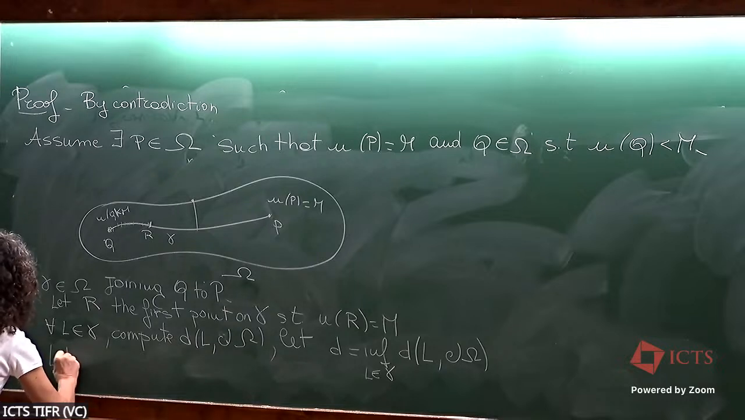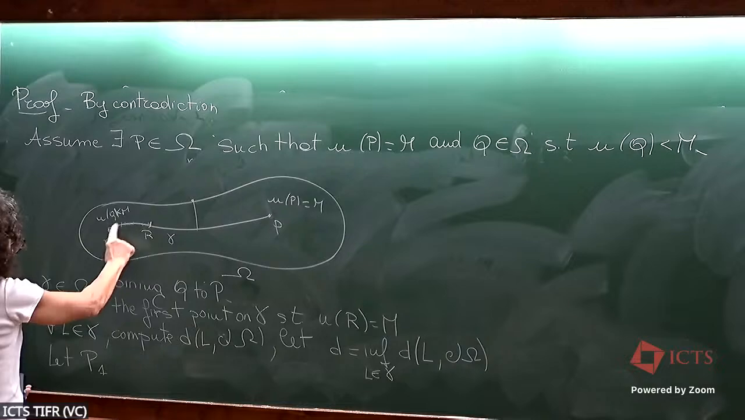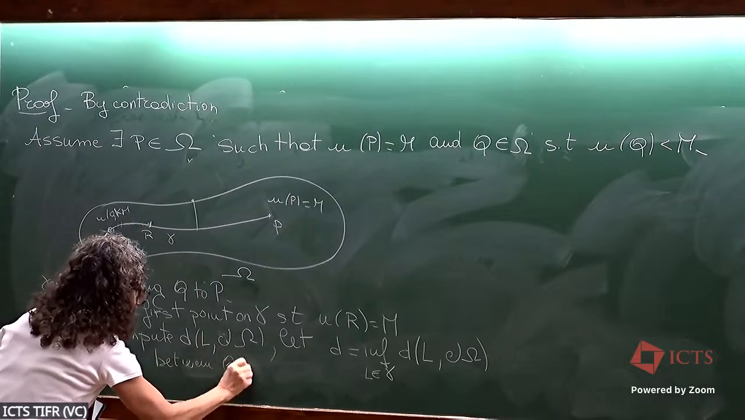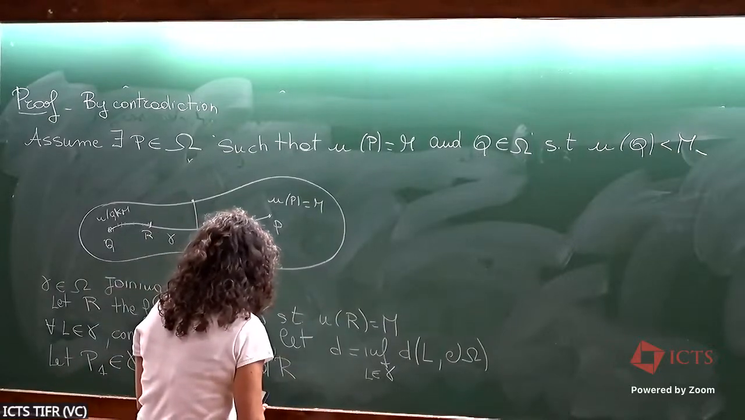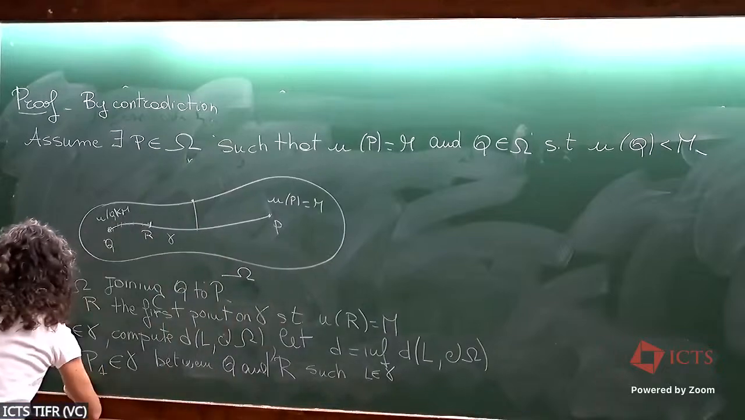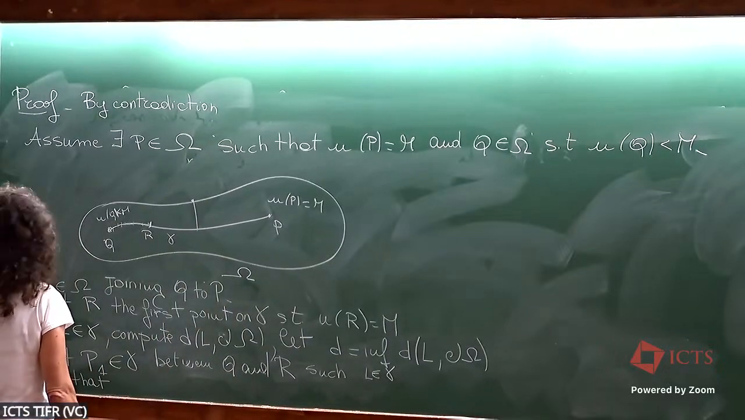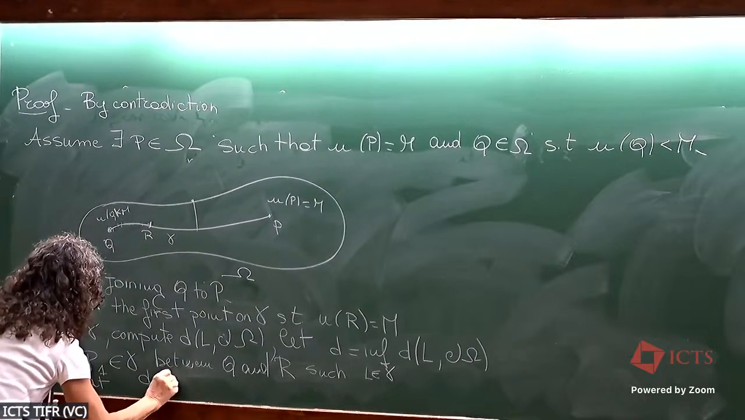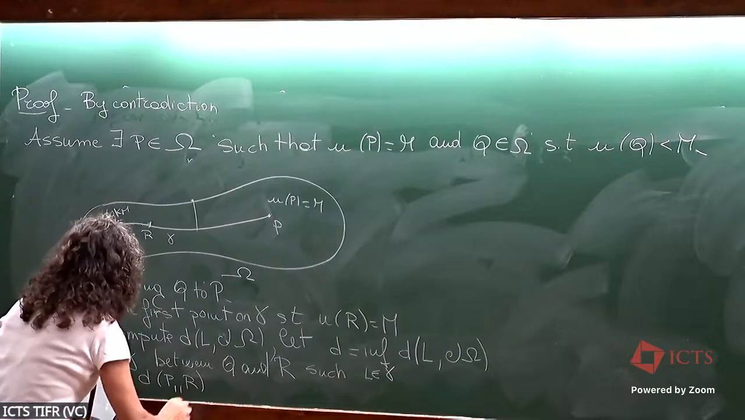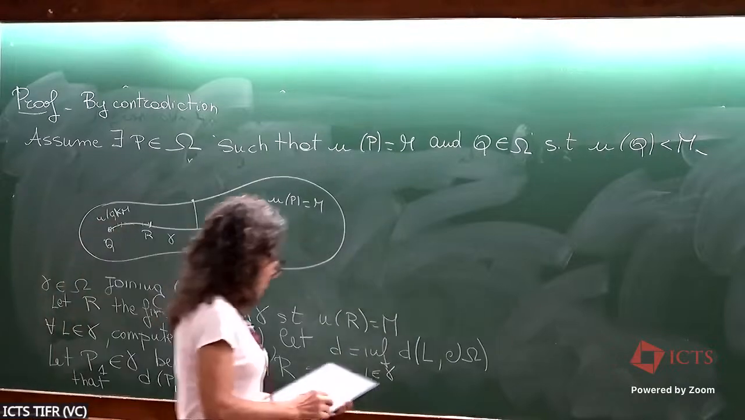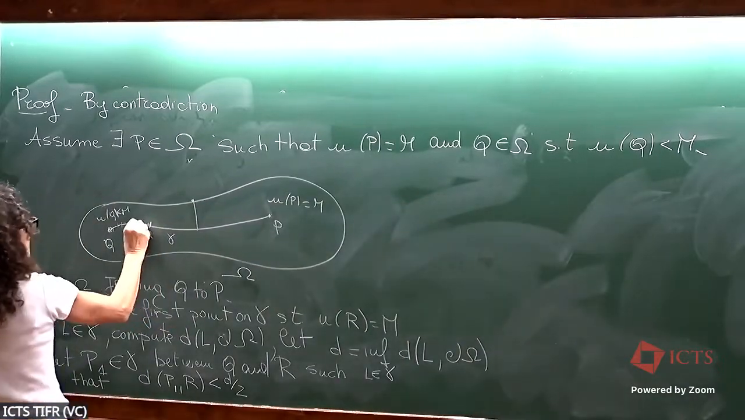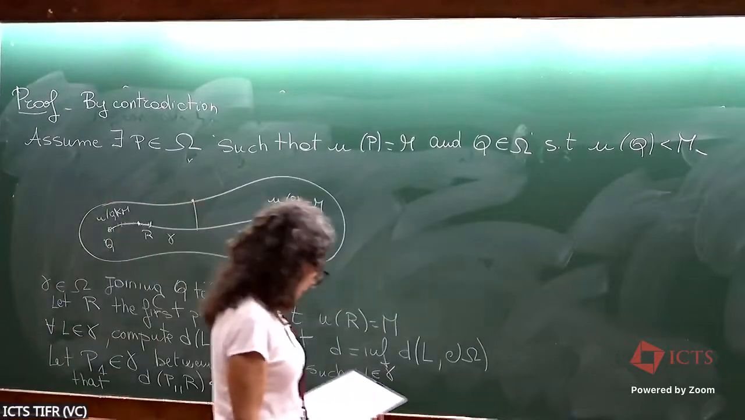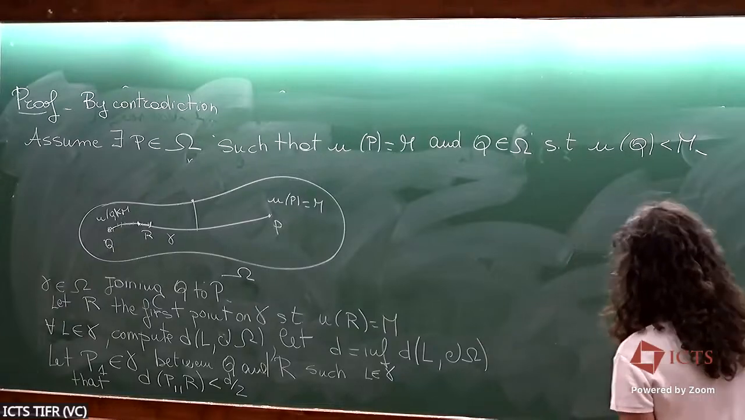And you let P1 be a point on gamma between Q and R such that the distance between P1 and R is less than d over 2. So it's a point where the distance is small, less than this distance between gamma and the boundary.